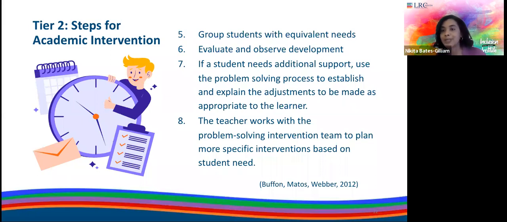Looking at step 7, if a student needs additional support, you're going to keep in mind the process of utilizing problem solving and making adjustments as necessary to support the learner. And then looking at step 8, the teacher is definitely going to have to do problem-solving intervention and work with the team to support the student.